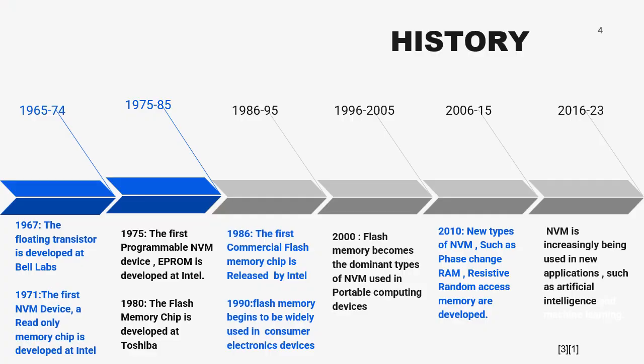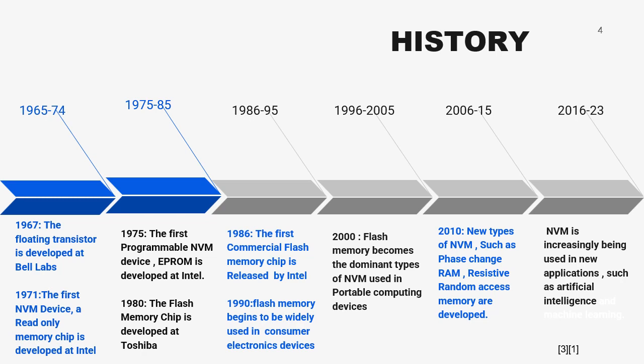Moving to the history. In 1967, the floating gate transistor was developed at Bell Labs. In 1971, the first non-volatile memory device, a read-only memory chip, was developed at Intel. In 1975, the first programmable non-volatile memory device, EEPROM, was developed at Intel. EEPROM is electrically erasable programmable read-only memory. The flash memory chip was developed at Toshiba in 1980, and the first commercial flash memory chip was released by Intel in 1986. And in 1990, flash memory began to be widely used in consumer electronic devices.